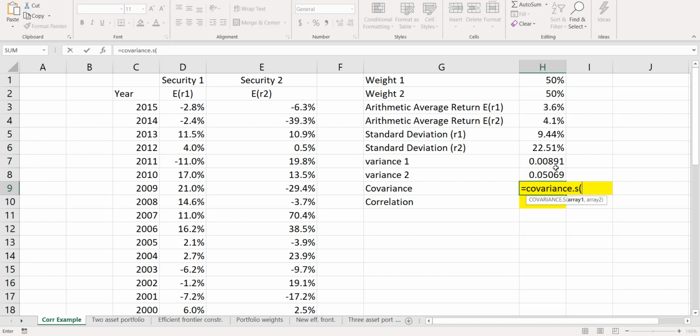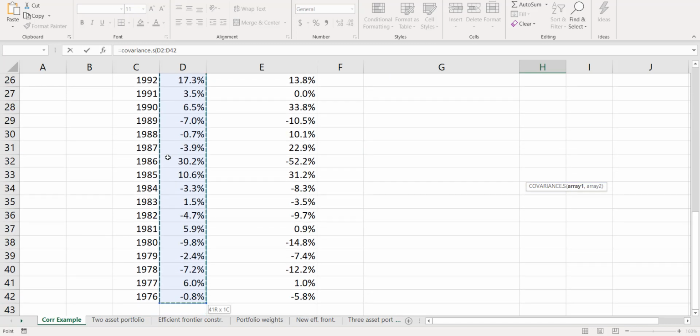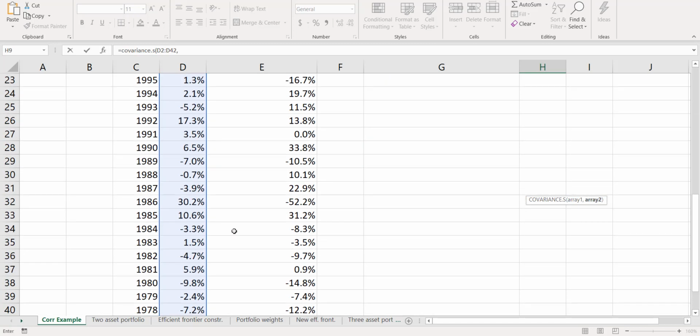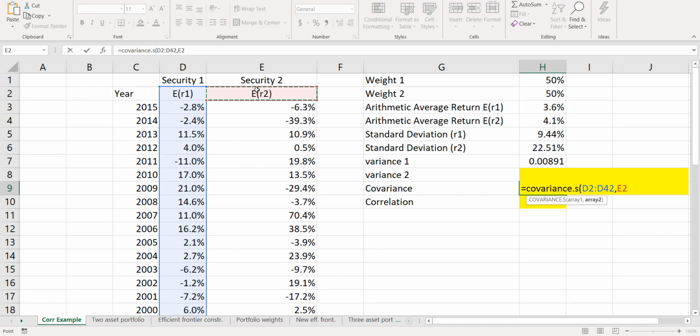and this indicates that we're using the sample covariance, since we only have a sample of the stock returns of these two securities. So what we're going to do is highlight the returns of stock 1, put a comma, and then highlight the returns of stock 2.